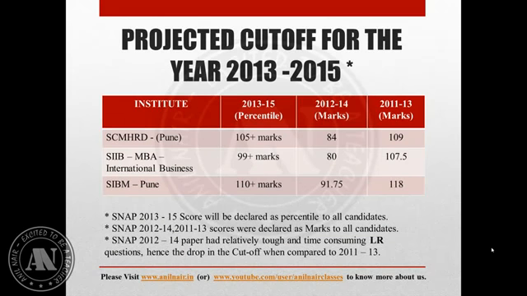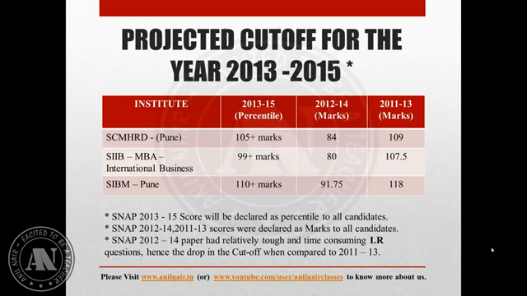This year, we at Anil Nair Classes predict the cutoff to be 110 plus marks to get shortlisted for group evaluation and personal interview. When I say the cutoff marks, any student who gets a score of 110 plus marks will definitely get a call from SIBM Pune. Similarly, for SIMHRD, we expect the cutoff will go up and above 105 marks.